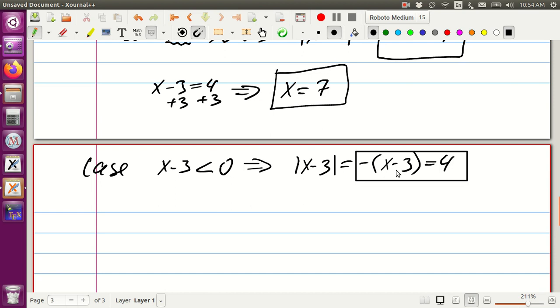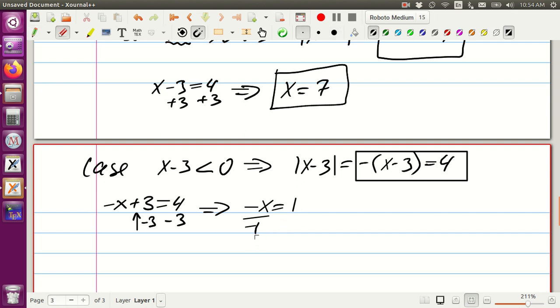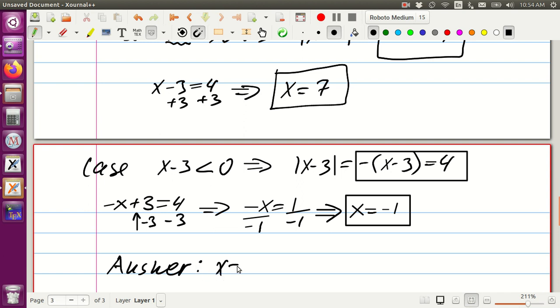So let's distribute the minus through the expression. We multiply -1 by x, we're going to get negative x. We multiply -1 by -3, we're going to get +3. And this is a crucial step to get this plus over here. And it's going to be equal to 4. So then we're going to subtract 3 from both sides to get that negative x is equal to 1. And if we divide both sides by -1, this would imply that x equals -1. So we have two solutions. One solution is x equal to -1 or x equal to +7. So we have two different solutions.